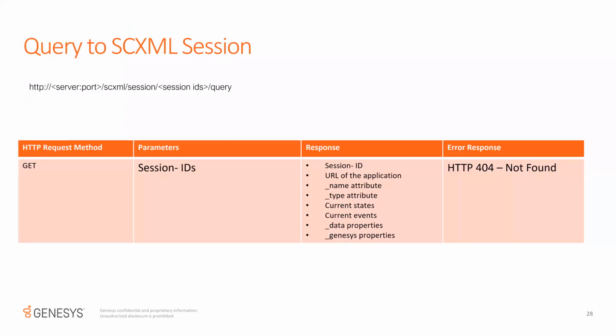So now coming to the query which we send. You can send multiple session IDs for the response. The HTTP request has to use the GET method, because we are getting the data, and in the response we will get the session ID. Along with the session ID, we will get the URL of the application, name attribute, type attribute, your data properties, your Genesys properties. So all interaction parameters will be coming. And if the session is not formed, then you will get a 404 error.